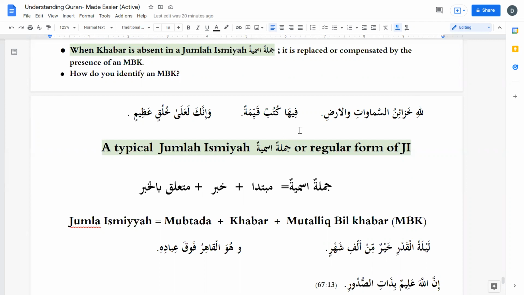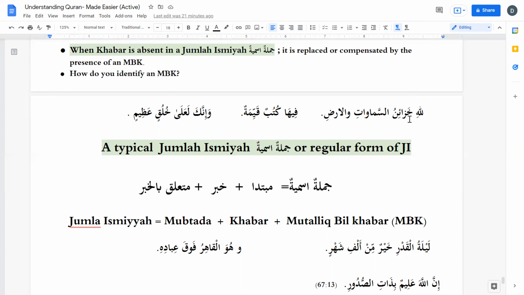And when we find an irregular form of Jumlah Ismiyah, sometimes it has balagha implication. Like the Muta'alliq bil Khabar, which is coming first in the sentence, may be there for some emphasis, or it may provide exclusivity. Exclusivity, like in translation, we will have the word only in the sentence. Lillahi khazainus samawati wal ard: the treasures of the skies and the earth belong to Allah only.